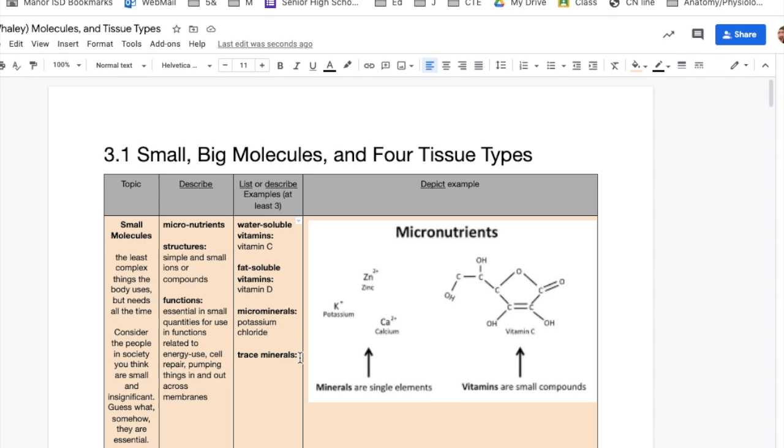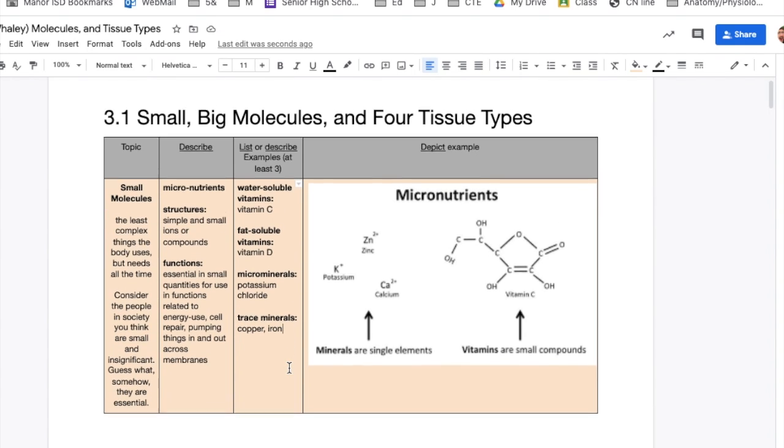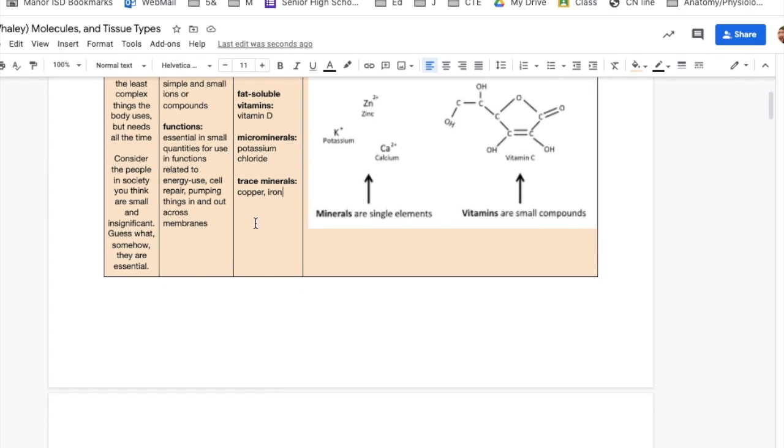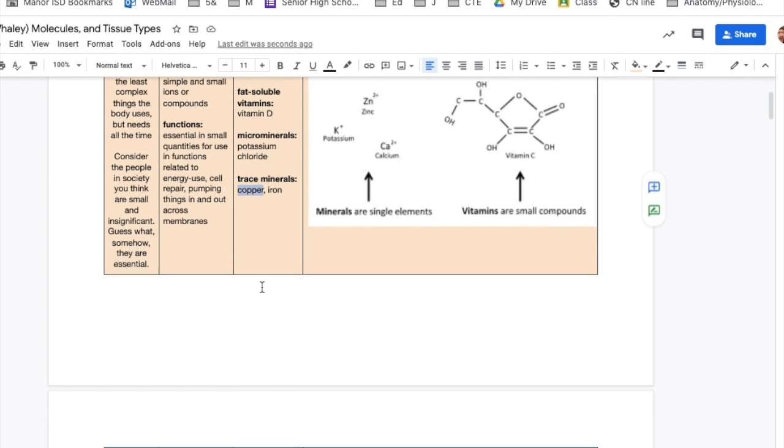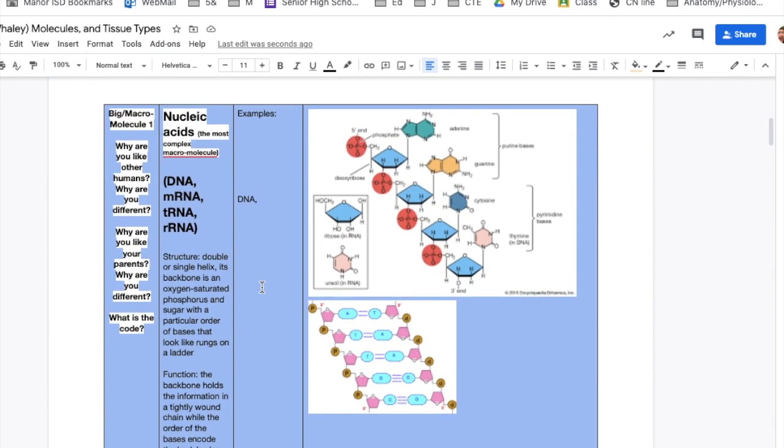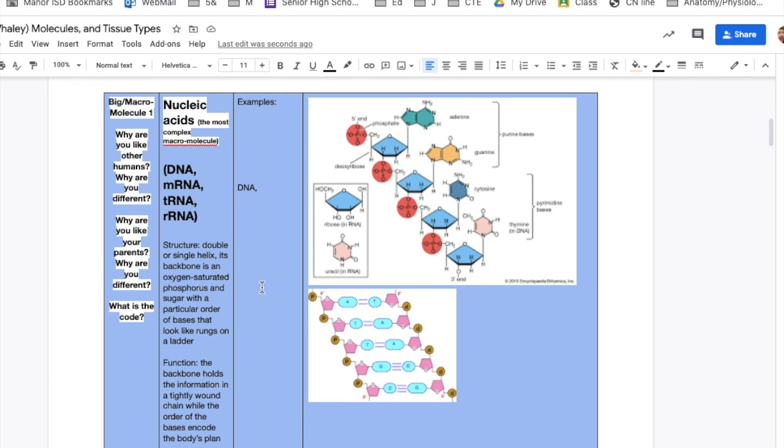Trace minerals, I'm going to use copper, or I could use iron. You know, iron probably in your blood. That helps you, a protein that's in your blood to carry oxygen and carbon dioxide. So there you go. Copper functions, wow, that's good for immune system and a lot of things. Okay, next molecule is a big one.